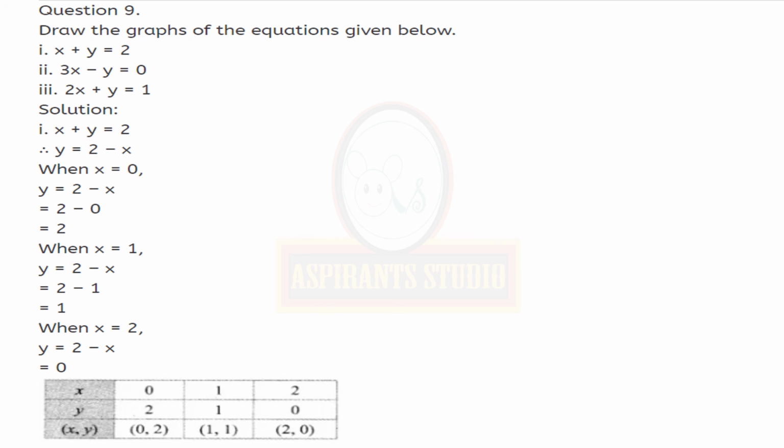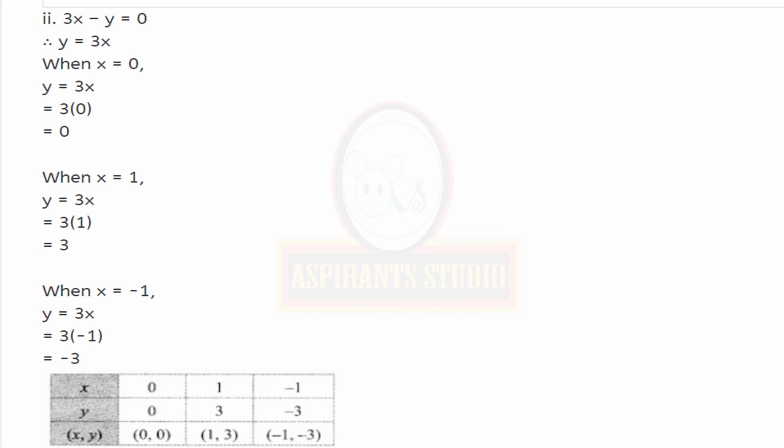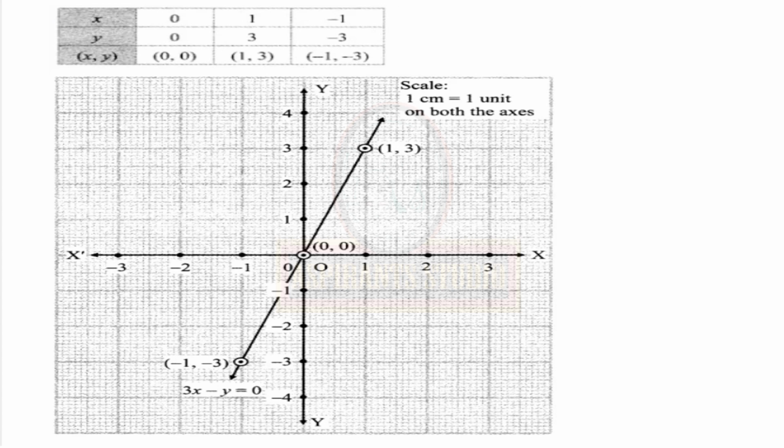You can plot the points on the graph and draw the straight line x plus y is equal to 2 and write over the line x plus y is equal to 2. Now similarly do for the other equations. Take different values, draw tables, and then accordingly you get the solution for y for the second equation 3x minus y is equal to 0. Then plot these points on the graph and draw the line, and you can mark on the line 3x minus y is equal to 0.